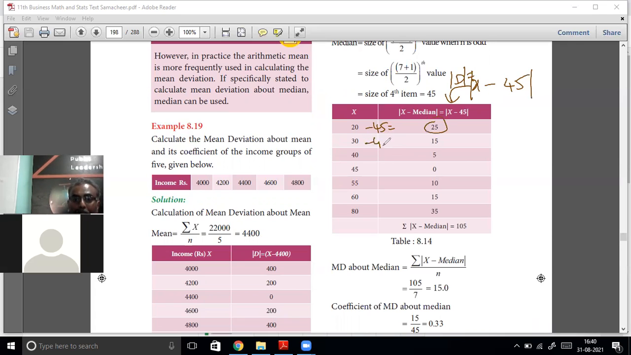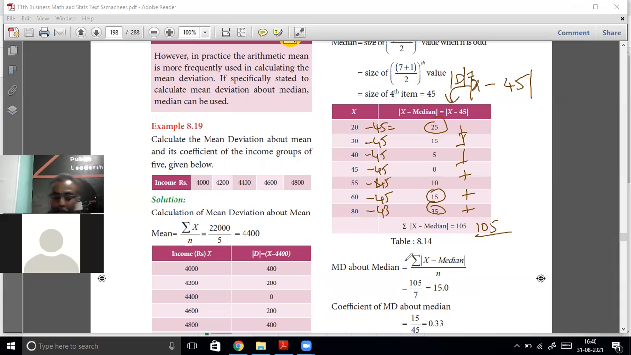In the same way, 30 minus 45, only 15. 40 minus 45, only 5. 45 minus 45, 0. 55 minus 45, 10. 60 minus 45, 15. 80 minus 45, 35. Now sum up all this, add all this. We get the sigma as 105.